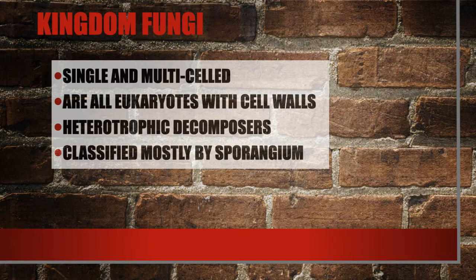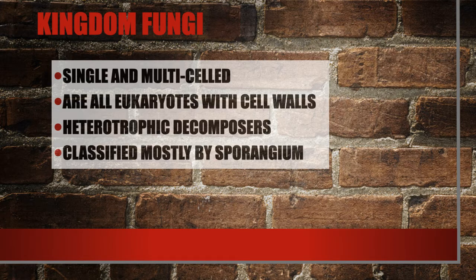We classify these things mostly by their sporangium, which is the thing that contains the spores. So one way that fungus reproduces is through spores. You've probably heard that before. They're microscopic, and then they fall on a surface that might be moist and damp, and they start to grow. So they're kind of like a seed in a way, but they're not really seeds.